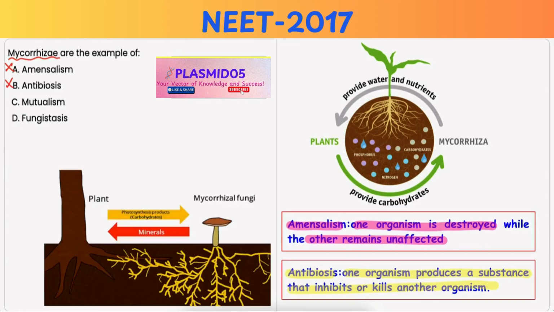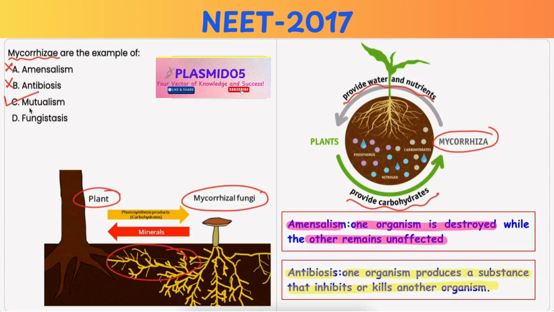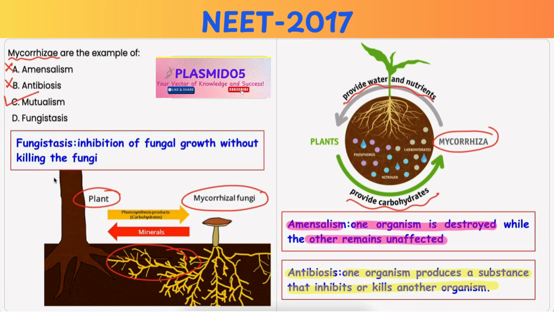Option C, mutualism. Now, mycorrhiza represent a mutualistic relationship between fungi and the plant roots, where fungi help the plants to absorb nutrients like phosphorus and plants provide the fungi with carbohydrates. Hence, it is the correct option. Option D, fungistasis. It is incorrect because it refers to the inhibition of fungal growth without killing the fungi.